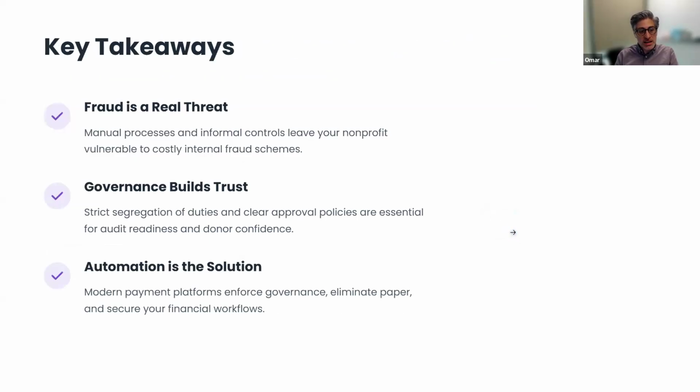So, some key takeaways as we wrap up today. Fraud is a real threat. Manual processes and informal controls leave your nonprofit vulnerable to costly internal fraud schemes. And remember, as I said on that earlier slide, smaller nonprofits are at greater risk. Governance builds trust. So having a segregation of duties and clear approval policies are essential. They will help you build donor confidence, stakeholder confidence, and they will help you drive your mission forward.